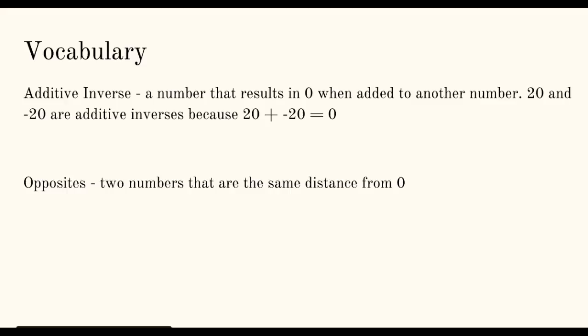Opposites are two numbers that have the same distance from 0. So that's going back to that earlier term of absolute value. 5 and -5 are opposites. 5 and -5 are also additive inverses. When you add them together, you get 0.